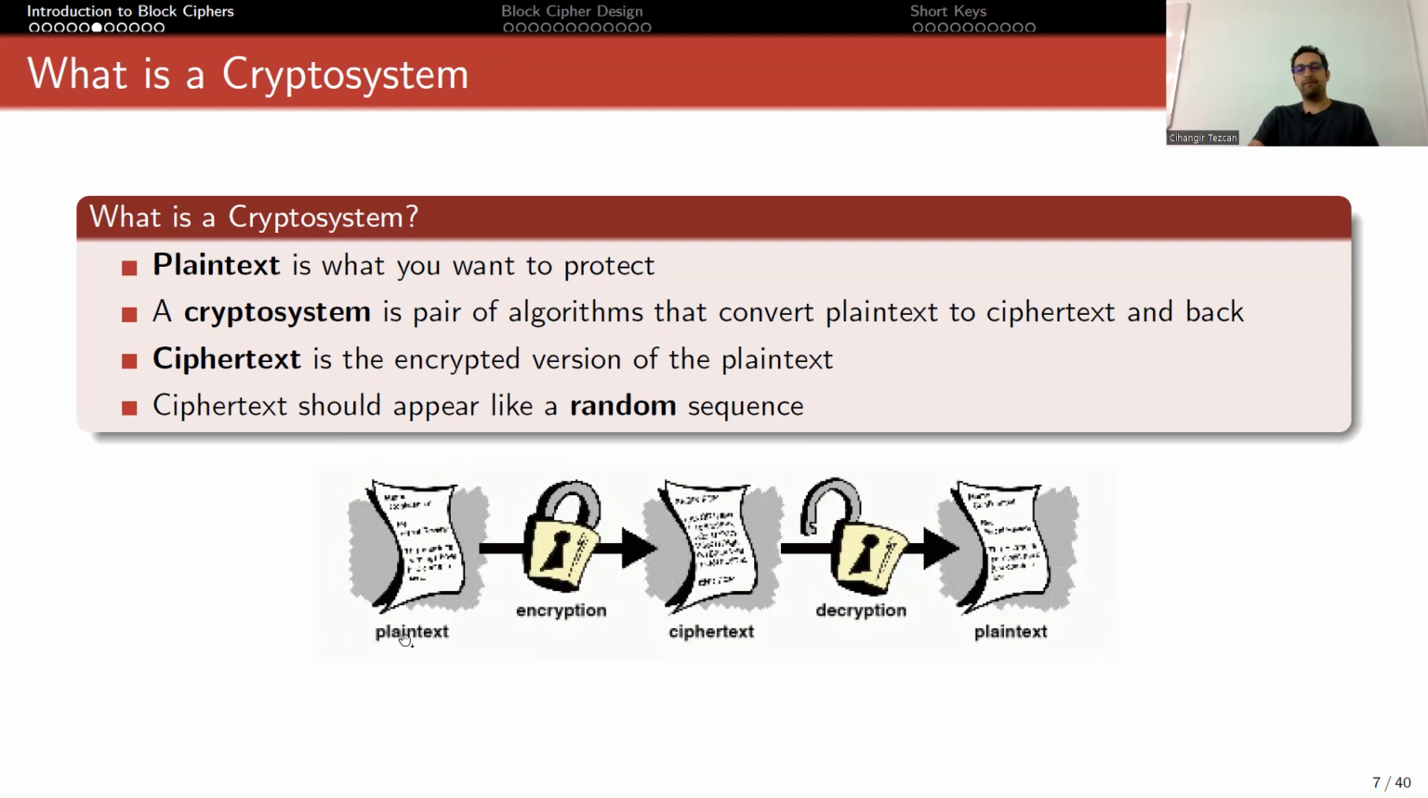So this is the idea. You have a plain text, you want to communicate or store that data, but you don't trust the medium that you are using. The communication channel, we always assume that is insecure, okay? So I need an algorithm, which we call encryption, that turns this plain text into ciphertext, which looks like just random zeros and ones.